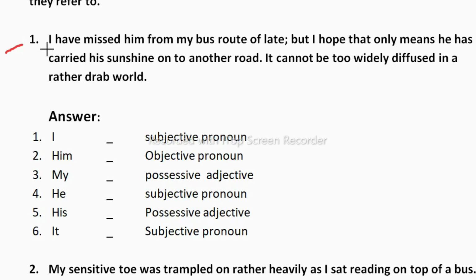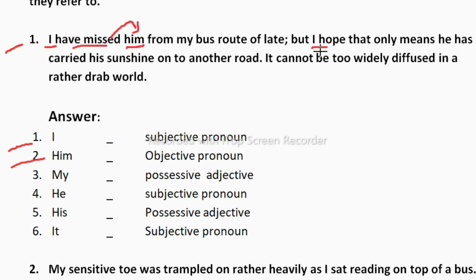So let's start. The first one is I, which is a subjective pronoun. Here you can see him, which is an objective pronoun. After verbs, objects will follow, as I told you in the structure of a sentence. The structure of the sentence is subject plus verb plus object. So after verbs, objects will follow. This is the objective pronoun. You can see here him is an objective pronoun.